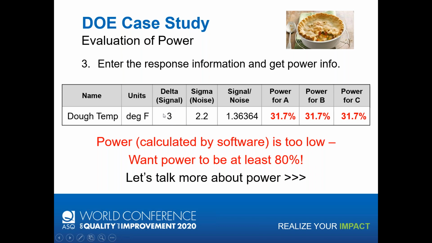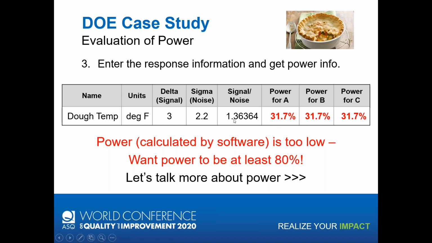Given the change in temperature that we're trying to detect, the 3-degree change, and the noise of 2.2 standard deviation, that gives us a signal to noise ratio of 1.36. And that, through some magic of calculus, which is definitely not something that you want to do by hand, but there are plenty of power calculators out there, the power to detect the main effects is about 31.7%.